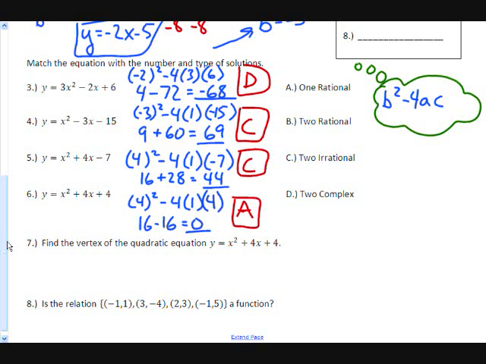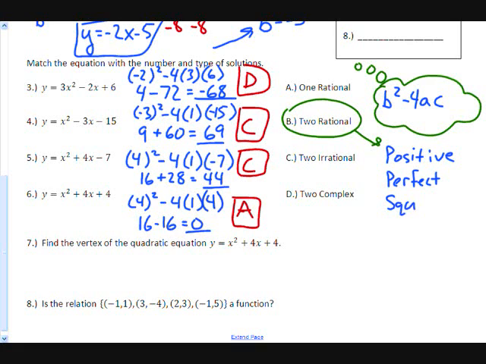And the only one that hasn't been used is the two rational solutions. Remember, two rational solutions, when the discriminant is a positive that is a perfect square. That's when we have two rational solutions. So that's numbers like 4, 9, 16, 25, things like that.